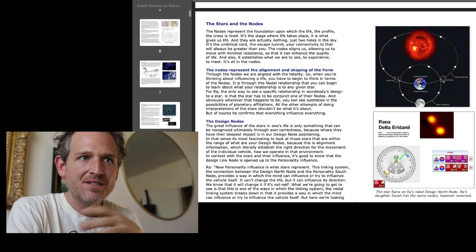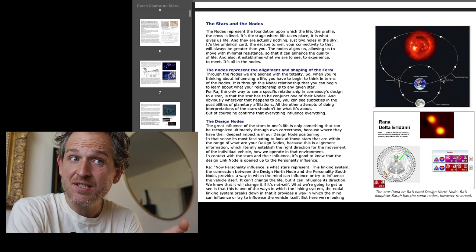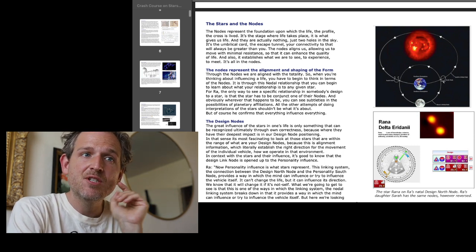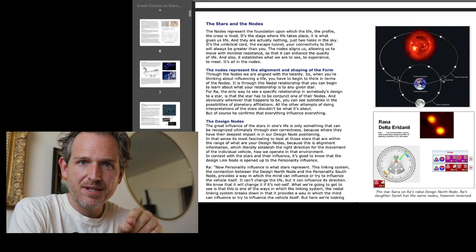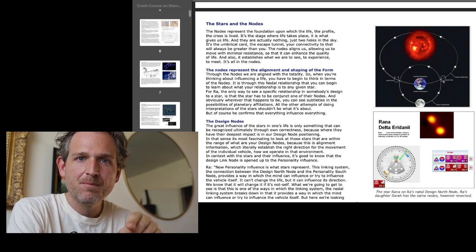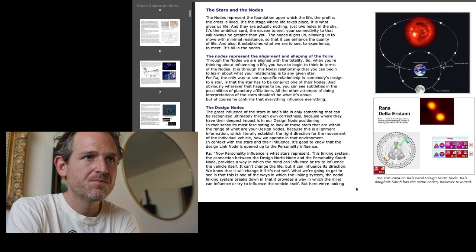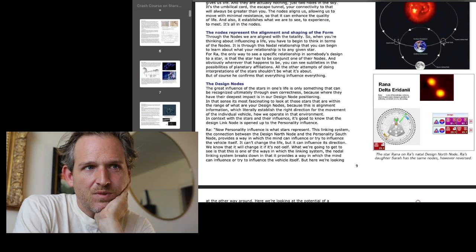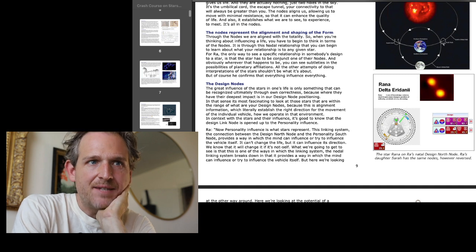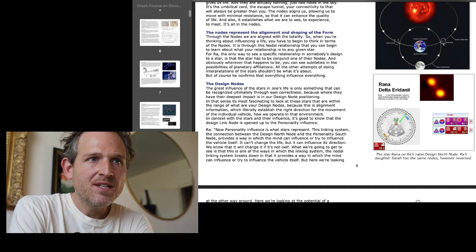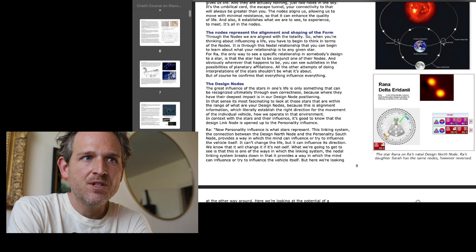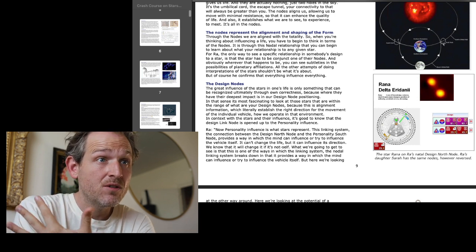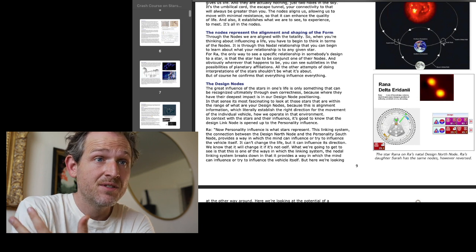The nodes align us, allowing us to move with minimal resistance, so that it can enhance the quality of life. And also, it establishes what we are to see, to experience, to meet. It's all in the nodes. The nodes represent the alignment and shaping of the form. Through the nodes, we are aligned with the totality. So when you're thinking about influencing a life, you have to begin to think in terms of the nodes. It is through this nodal relationship that you begin to learn about what your relationship is to any given star.